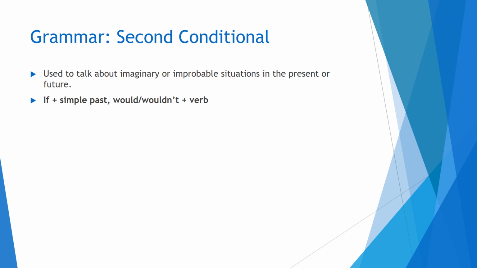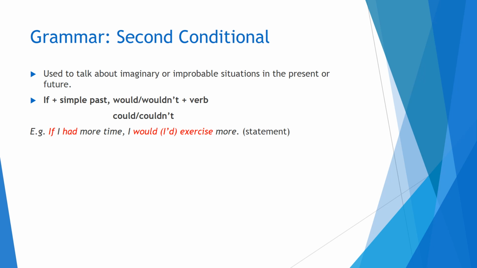Right, now this is how we make it. These are the parts, the grammar parts. It's an if grammar, so you need if in there somewhere. You're going to use a simple past tense verb, and then we're going to use would or wouldn't, or could or couldn't, and then you need a verb as well. Let's have a look at some examples.